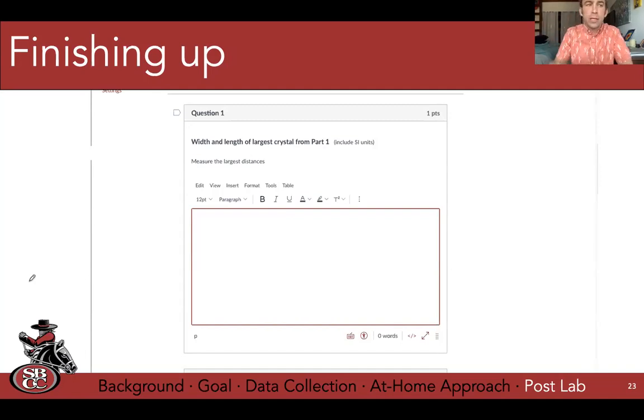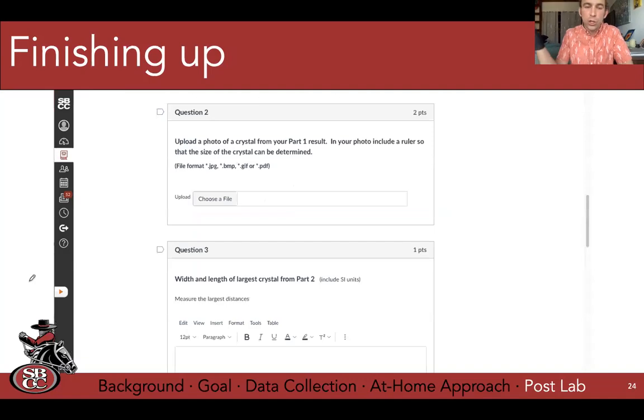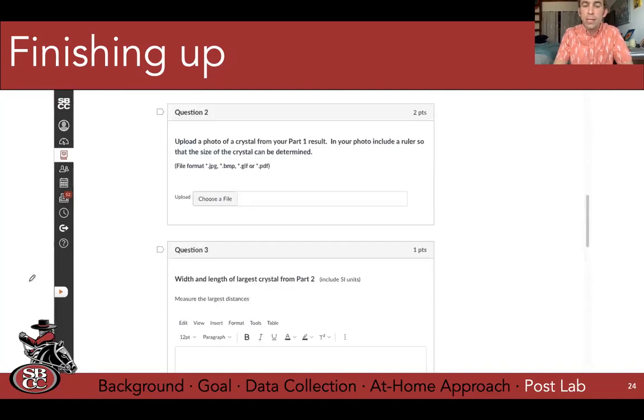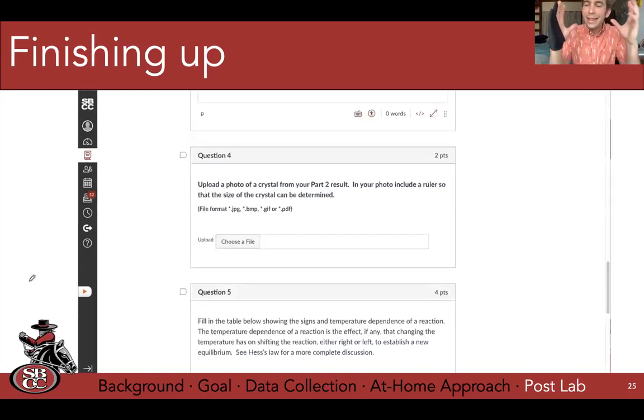And then just get a measurement of one and a picture of one of those seed crystals. The measurement of your largest crystal. So that's the second part. Remember, it's not necessarily so important how big it is. You're not being graded on its size, but you should record that anyways. Take a picture of it. That's it. That's 4 of the 5 questions are just taking pictures and measuring your crystals.